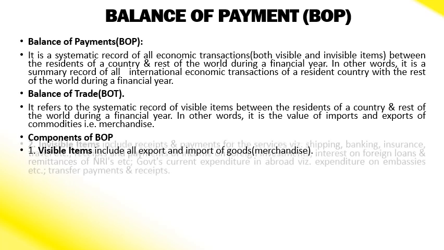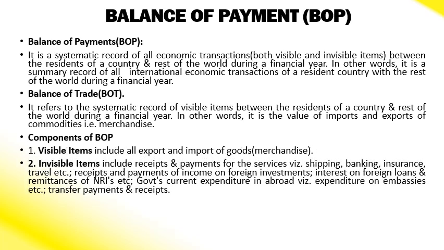Now invisible items include receipts and payments of services, for example shipping, banking, insurance, travel, receipts and payments of income on foreign exchange, interest on foreign loans, remittances of NRIs, etc. Government current expenditure abroad, like expenditure on embassies, etc. Transfer payments and receipts, all these are invisible items, that is part of services. As we discussed earlier, invisible item means service. So all the service related transactions will be accounted under the BOP.